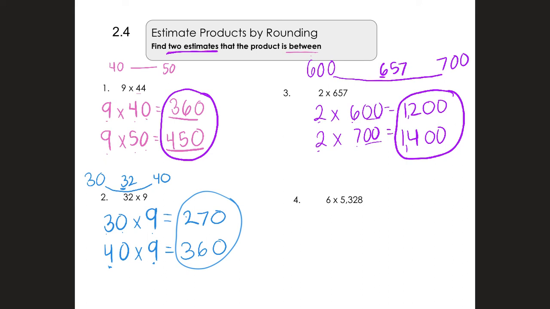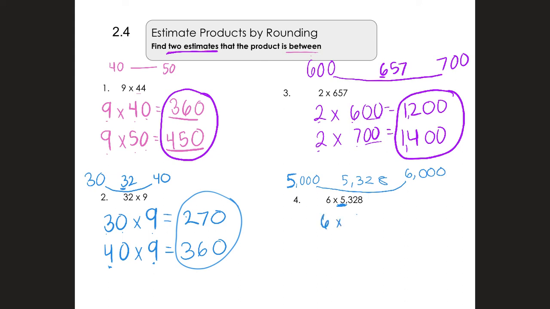Last one, 6 times 5,328. Oh my gosh. Well, what two numbers is 5,328 in between? Since I'm in the thousands, I'm going to pick numbers in the thousands, like 1,000 or 2,000, 3,000, etc. It's already giving me the first number that it's in between. And it's right in this digit. It is 5,000. And then I go 1,000 higher to 6,000.